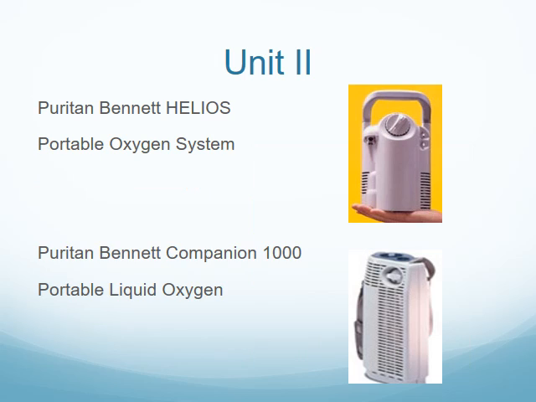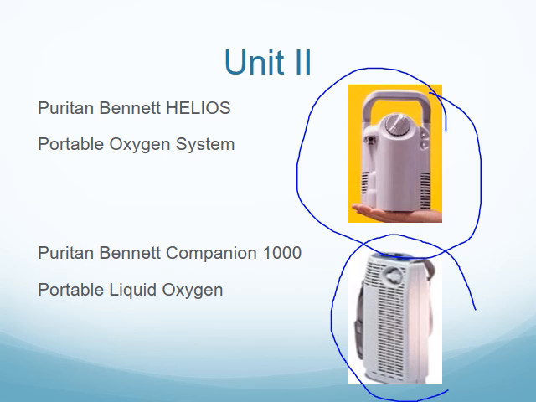Here are 2 more examples of portable systems. As you can see, it's the Puritan Bennett model. You can actually see how small it is by the way it sits in the person's hand. And this unit right here, the Puritan Bennett Companion 1000, is very similar to what I used in the SNF subacute setting.